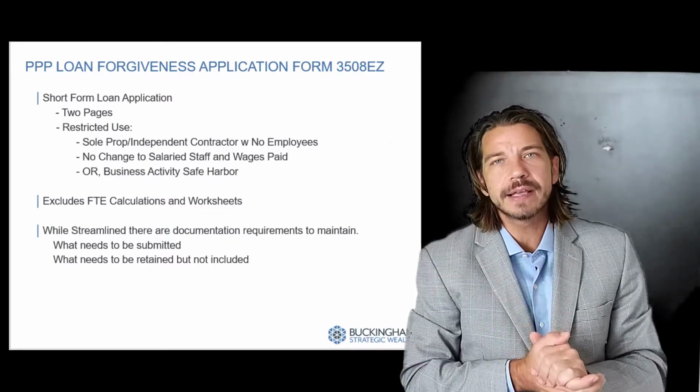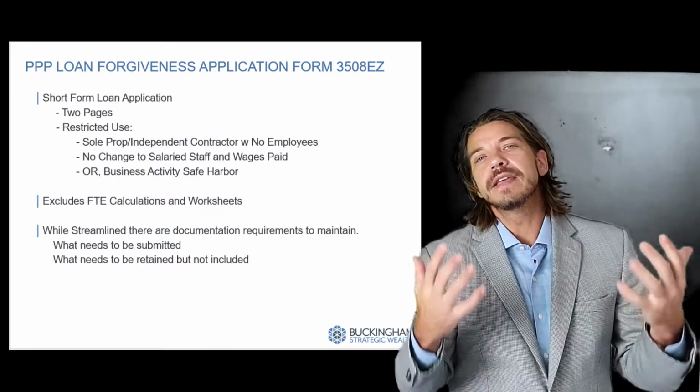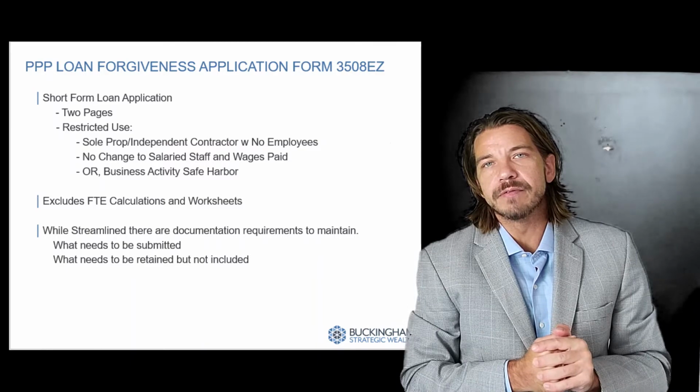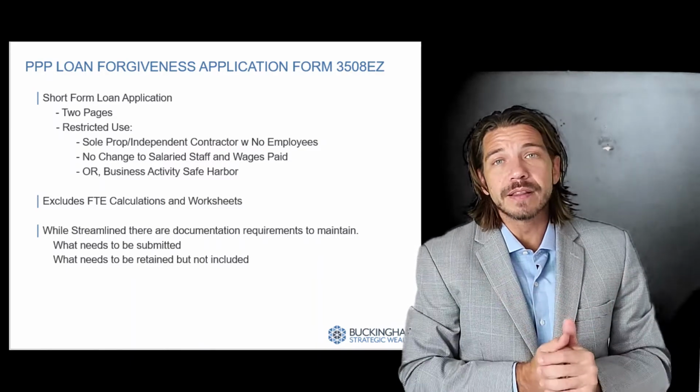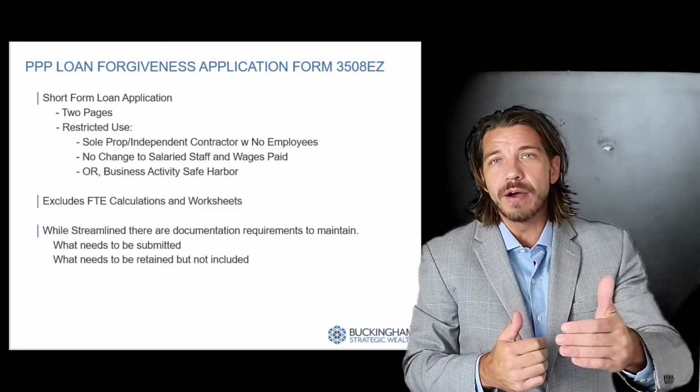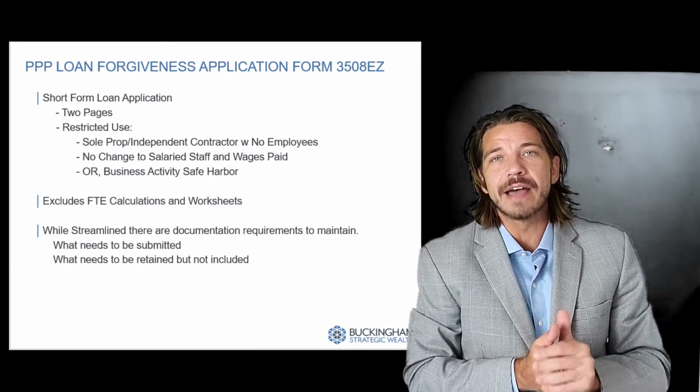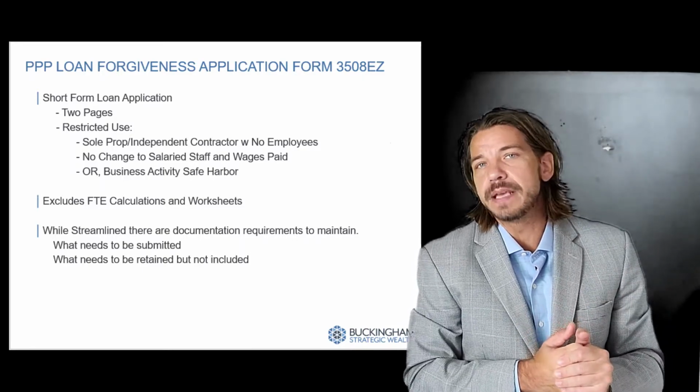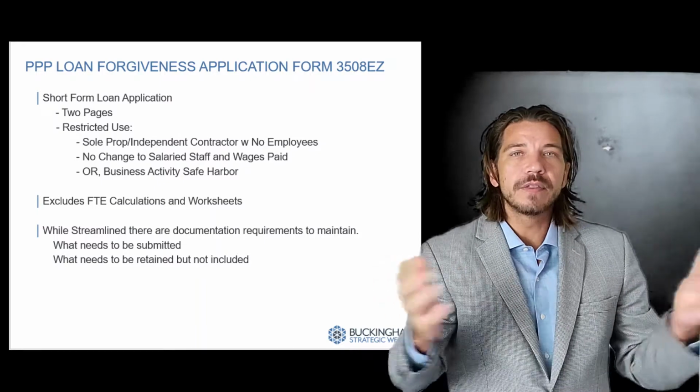And keep in mind, you've got to keep these documents for 6 years. So the more straightforward we keep the document retention, it's probably worth the little extra effort to do the EZ form over the S, even if you did have a $50,000 or under PPP loan. So what are those documents?